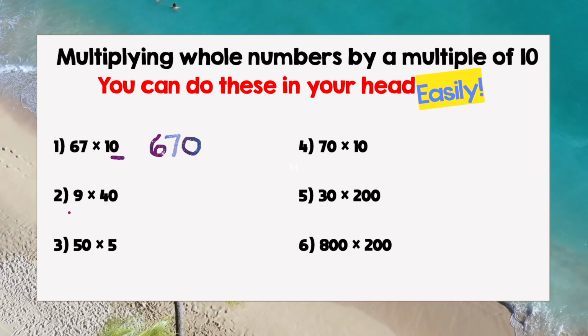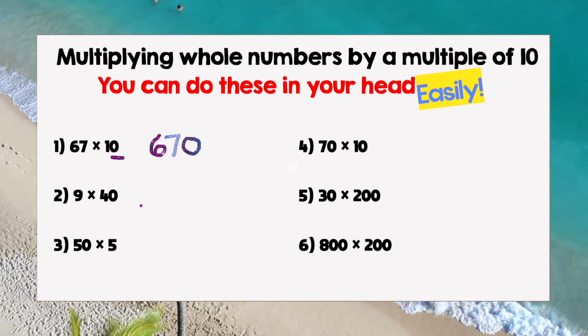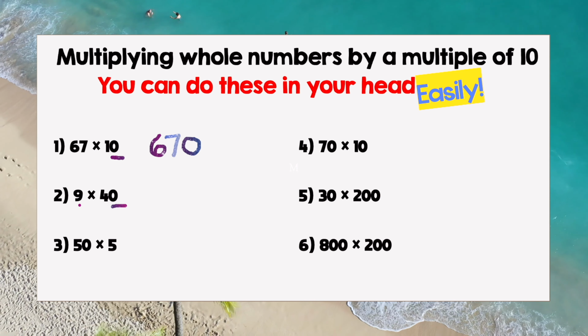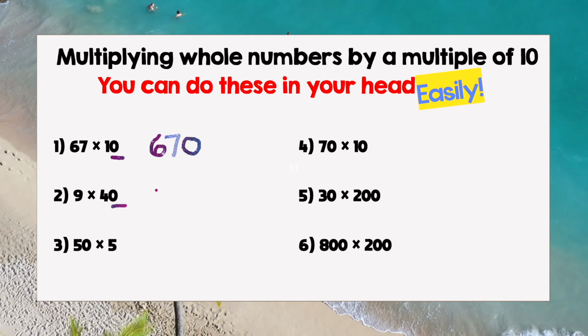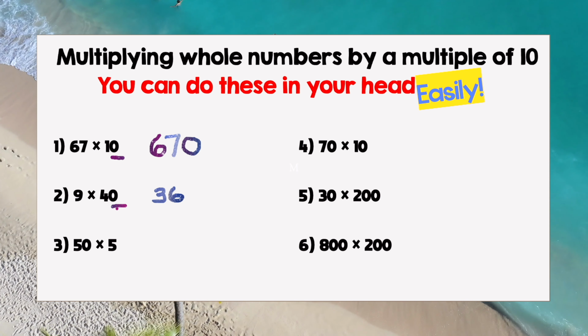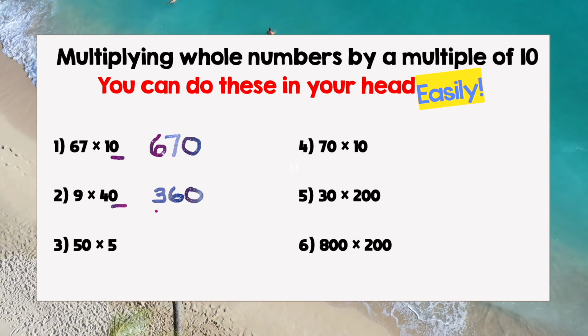Okay, and we can do the same thing with number 2. So here we have 9 times 40. Again, we have 1 zero. So if we just take the 9 times 4, 9, 18, 27, 36. So we write 36. And then we have 1 zero. So you add that 0 back and we have 360.